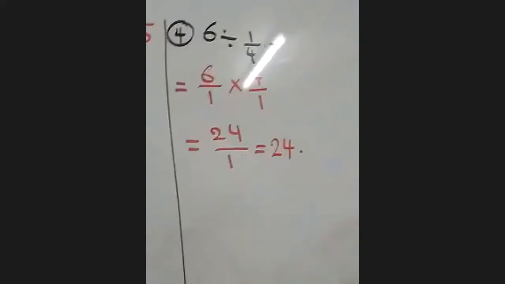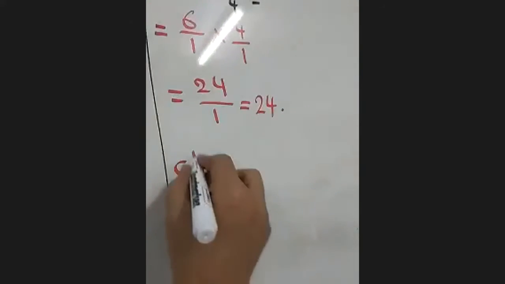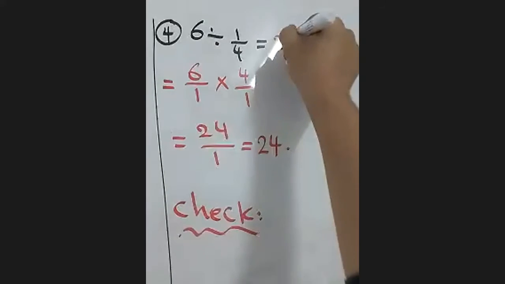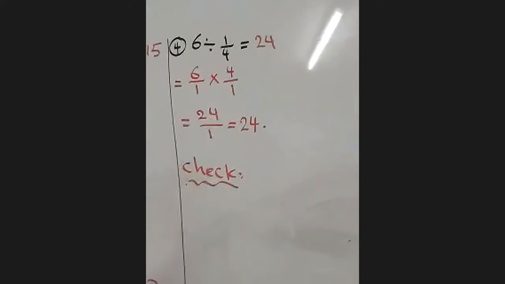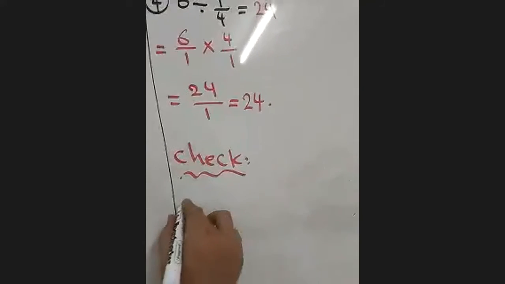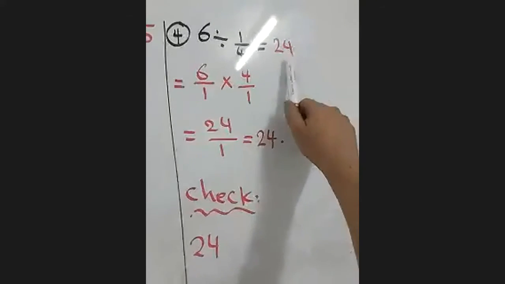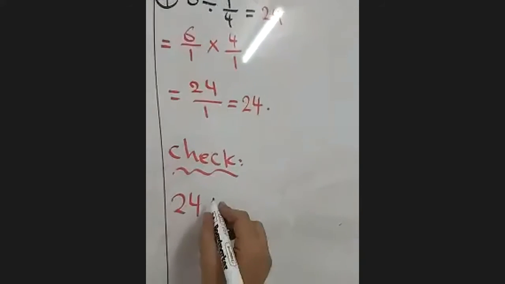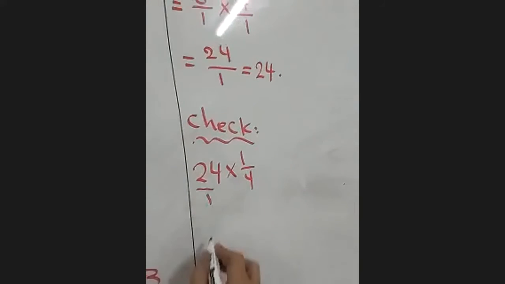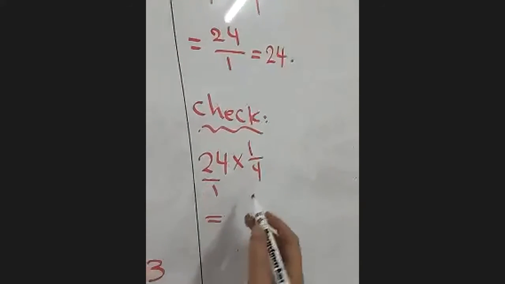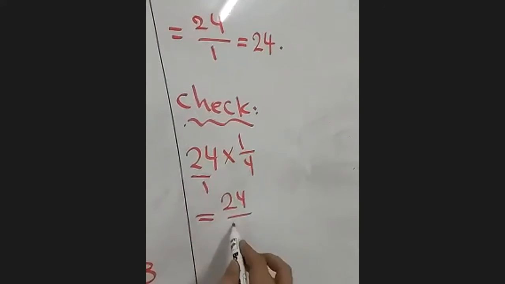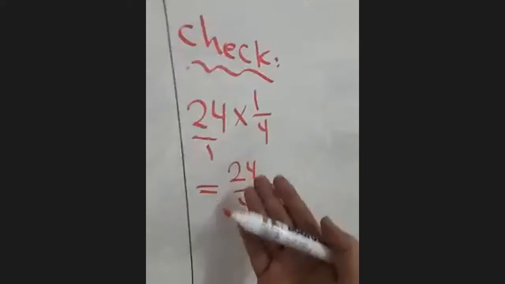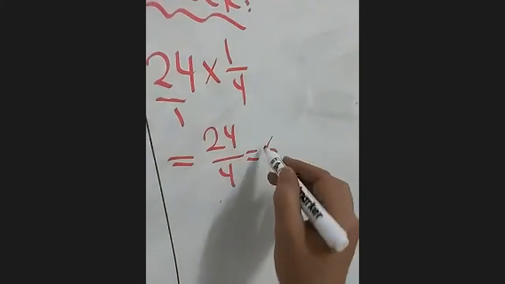Yes. Focus. Now, how do we check our answer? The answer here is 24. We will multiply 24 by 1/4. Exactly. Multiply the quotient by the divisor. The answer should be the dividend. 24 multiply 1/4. This is over 1, and we do normal multiplication as we did. This is 24 over 4. How much is 24 over 4? 6. It is division. 24 divided by 4 is 6.